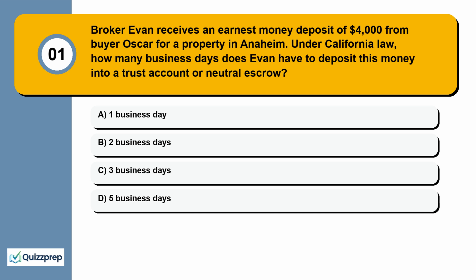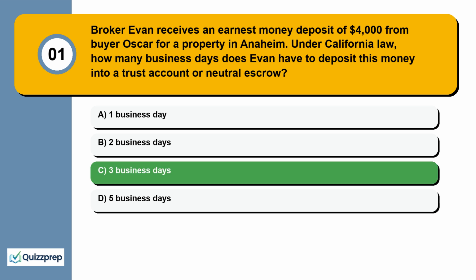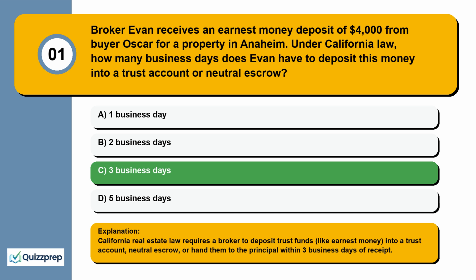Question 1. Broker Evan receives an earnest money deposit of $4,000 from buyer Oscar for a property in Anaheim. Under California law, how many business days does Evan have to deposit this money into a trust account or neutral escrow? 1 business day, 2 business days, 3 business days, 5 business days. California real estate law requires a broker to deposit trust funds, like earnest money, into a trust account, neutral escrow, or hand them to the principal within 3 business days of receipt.